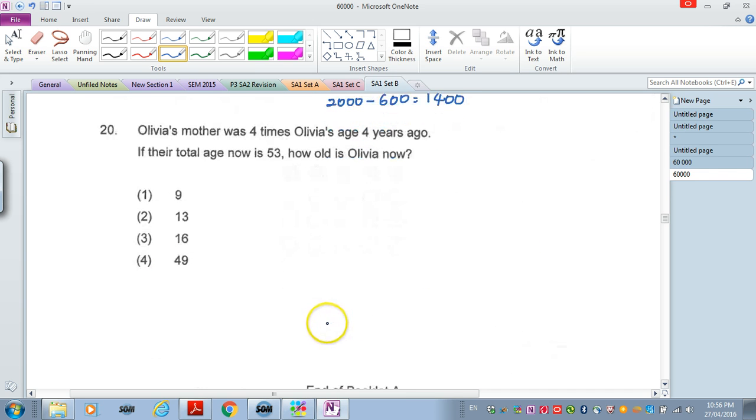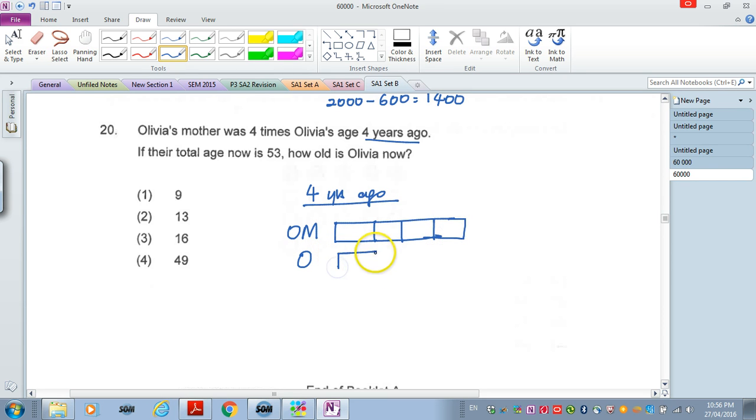Question 20. Olivia's mother was 4 times Olivia's age 4 years ago. So let's write down 4 years ago. Olivia's mother and Olivia. Olivia's mother is 4 times, so we put down 4 units. And Olivia is 1 unit. Okay, let's draw properly. So this is Olivia, 1 unit.